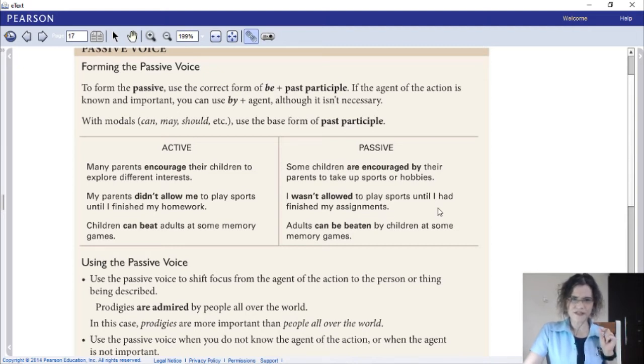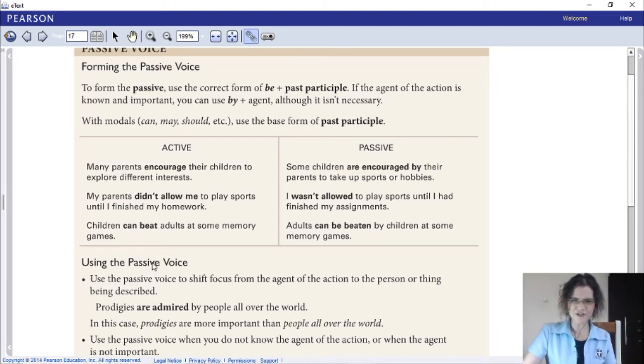Now, we see here: I was not allowed to play sports until I had finished. We have to look at that. Had finished my assignments. In this case, they add the word had, because the verb is in the simple past, that's why the passive will become the past perfect. We have to change the verb form and then add the past participle. In this case, it becomes had finished. Correct. Now we go to the next one.